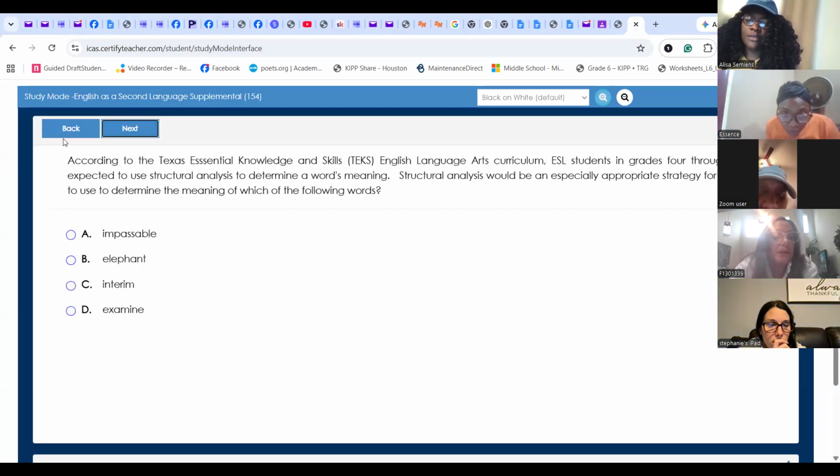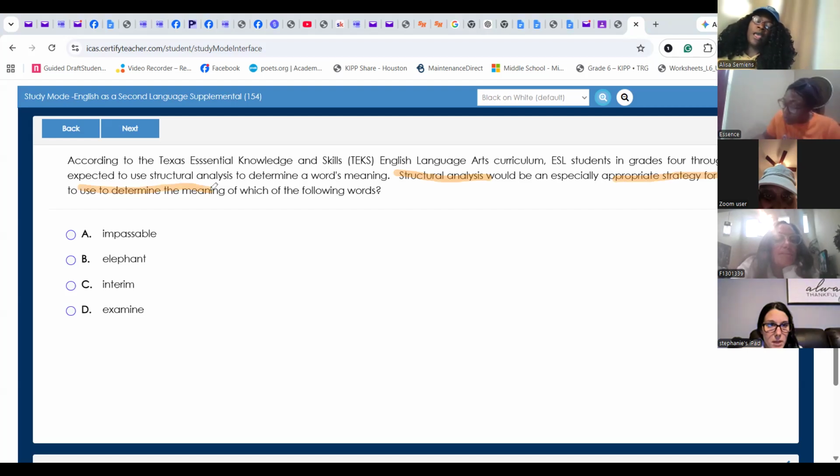All right, so this question here is emphasizing structural analysis. And structural analysis is basically a way to break down a word that has a prefix, a root word, and a suffix, right? So those type of words like mistakable, undeniable, right? Those are the type of words you would use structural analysis with.